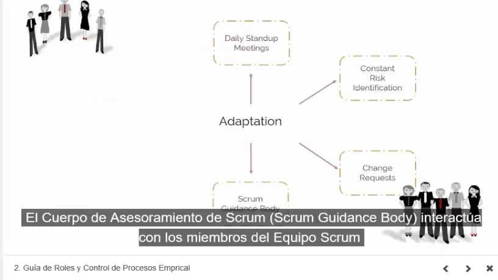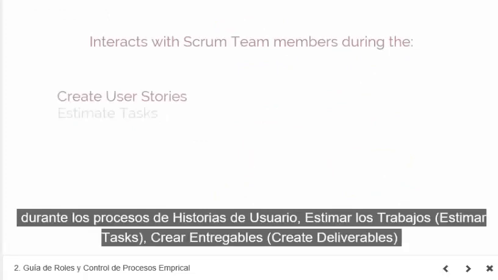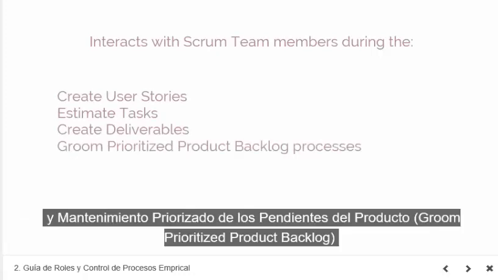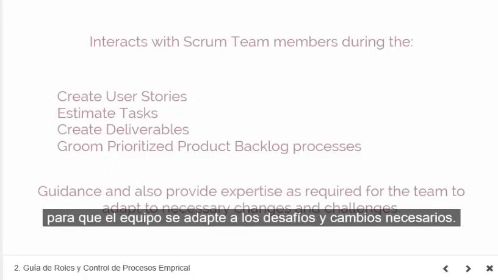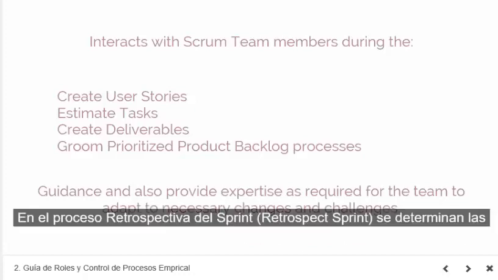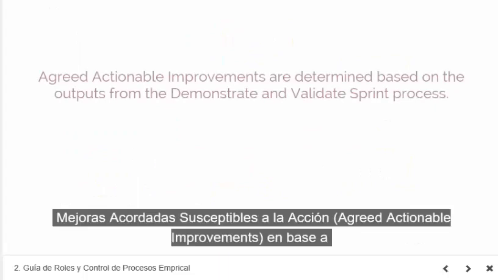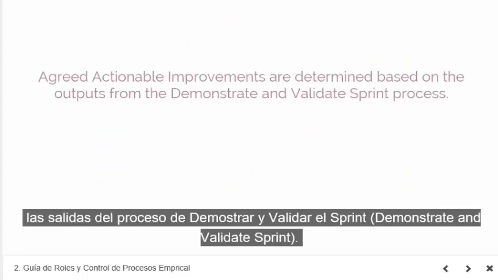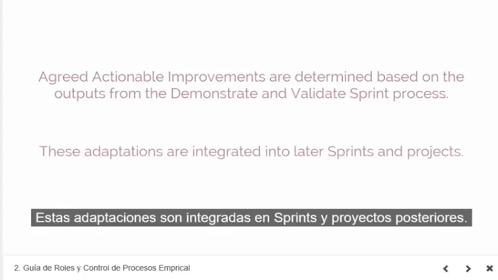The Scrum Guidance Body interacts with Scrum team members during the Create User Stories, Estimate Tasks, Create Deliverables, and Groom Prioritize Product Backlog processes to offer guidance and also provide expertise as required for the team to adapt to necessary changes and challenges. In the Retrospect Sprint process, agreed actionable improvements are determined based on the outputs from the Demonstrate and Validate Sprint process. These adaptations are integrated into later sprints and projects.